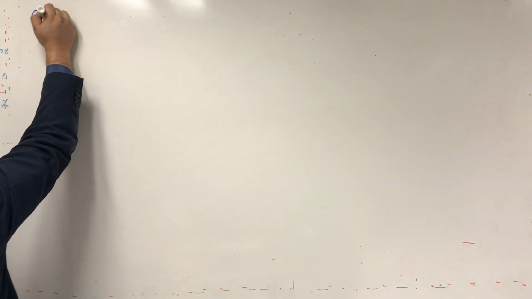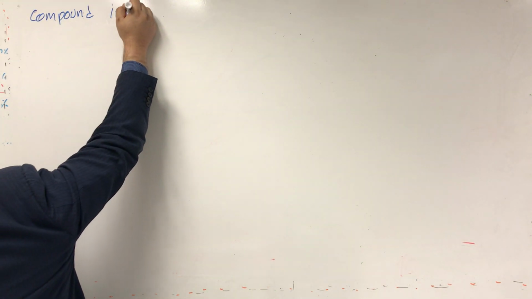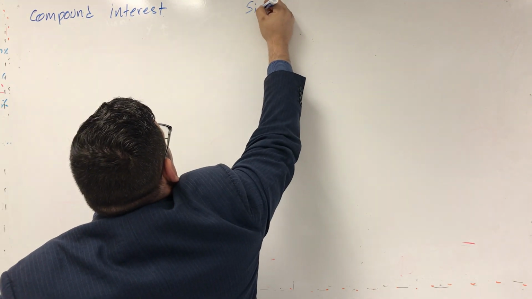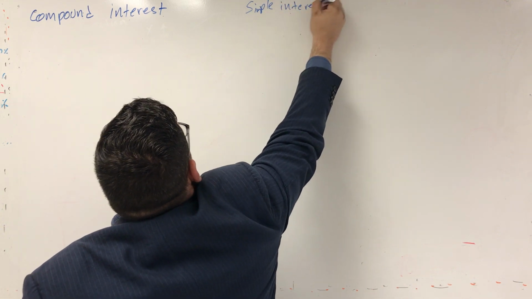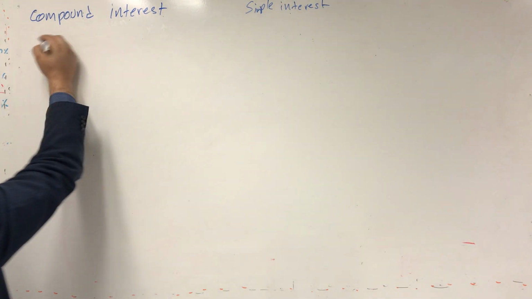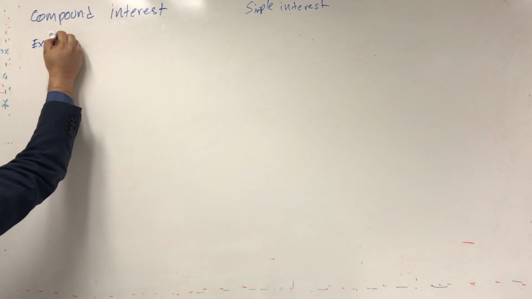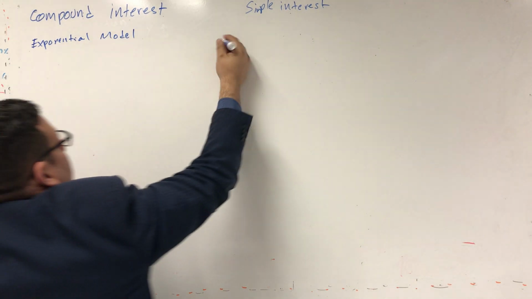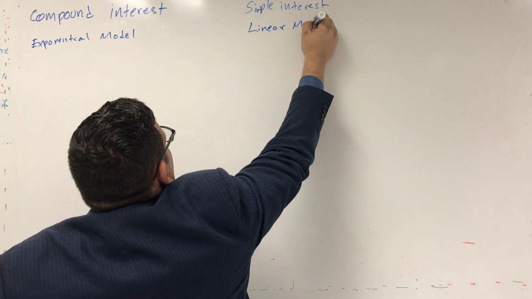We have compounded interest, and we have the simple interest. Let's relate this one with an exponential model, and let's relate that with a linear model.